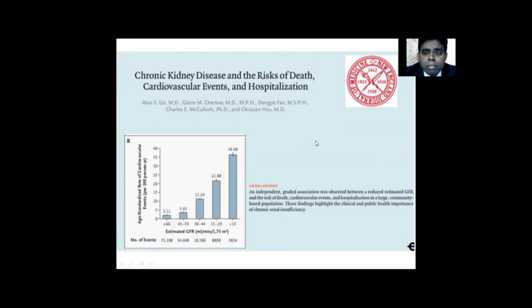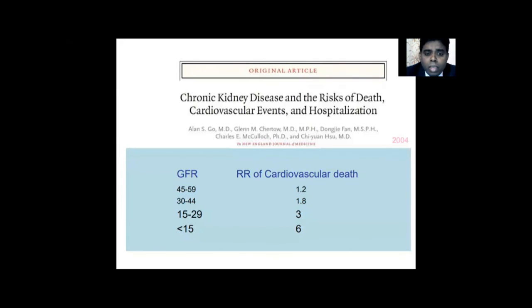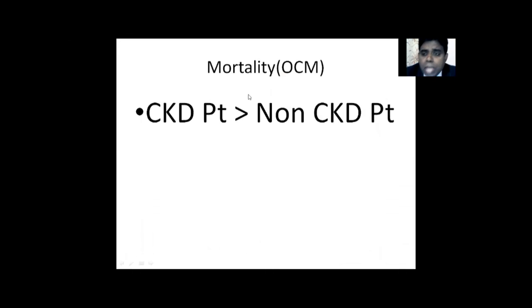Now, this is a New England Journal article that says a patient with CKD has more risk of cardiovascular death than a patient without CKD. Even in CKD, the lower the GFR, the more relative risk of cardiovascular death. So if you take all-cause mortality or mortality other than cancer, CKD patients have more risk of mortality than non-CKD patients. Even though it's common sense, that's evidence.